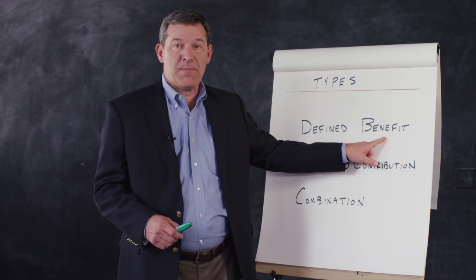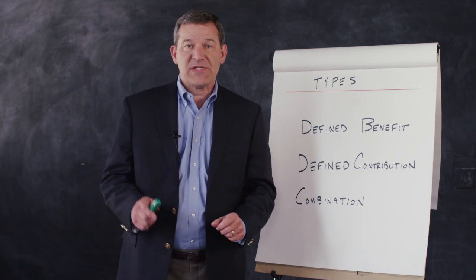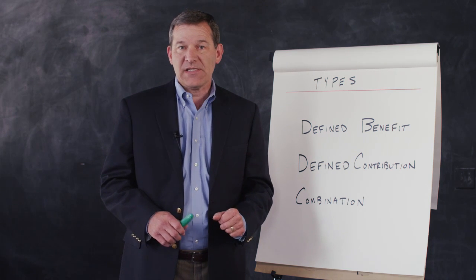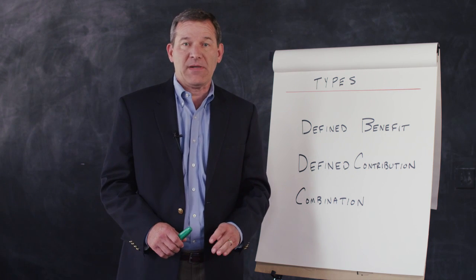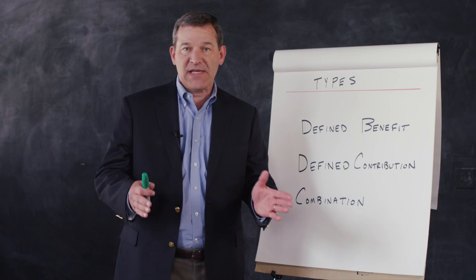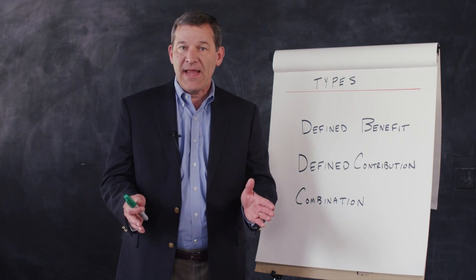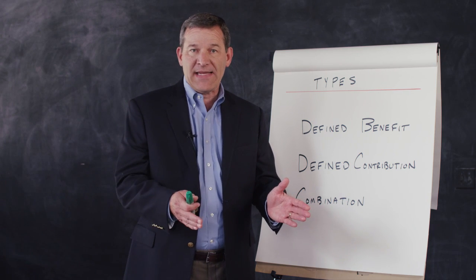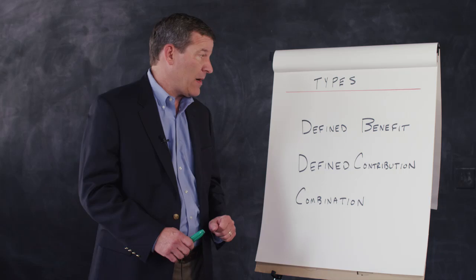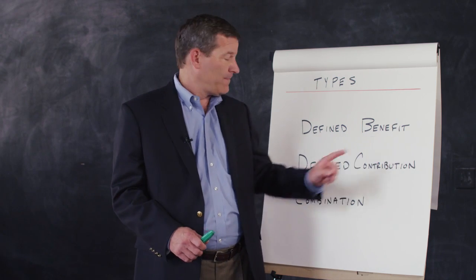There's a defined benefit plan, which defines the benefit that you're going to get at retirement. This is typically identified as a pension plan. So what the company does is they average your last 3 to 5 years worth of salary at retirement, and then you'll get 60% or 70% or 80% of that paid to you on a monthly basis for life.